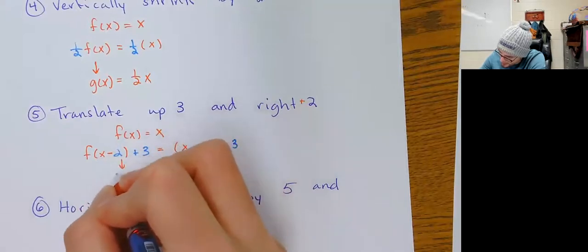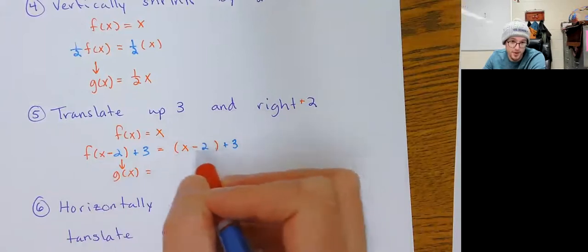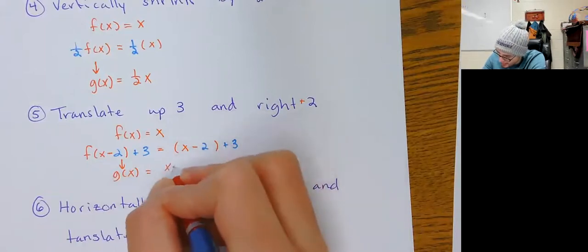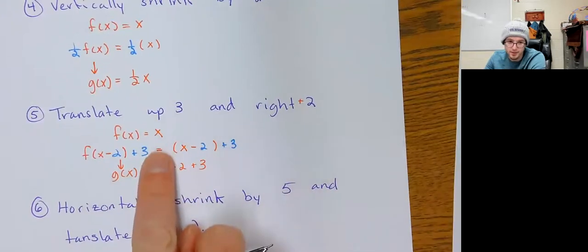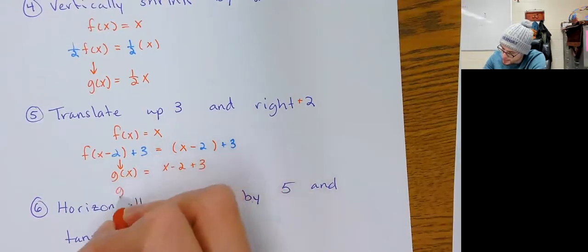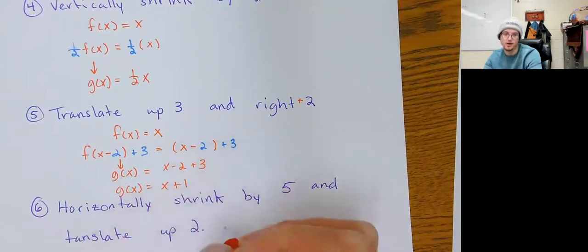So now I'm going to have g of x, and I'm going to drop these parentheses because they're not doing anything, and I get x minus 2 plus 3. Well, I need to simplify that more. I need to combine like terms. So g of x equals x plus 1. That would be the final answer.